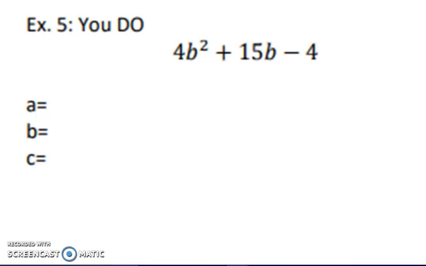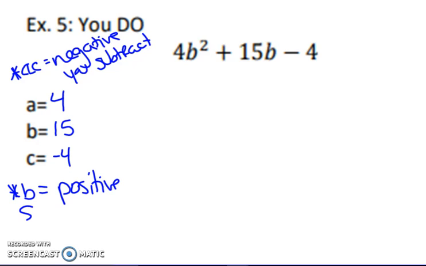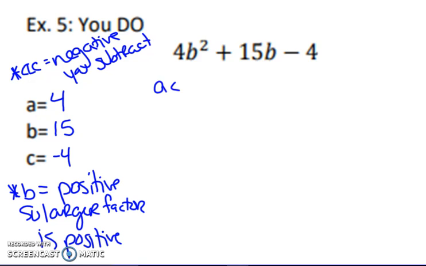If we look at example 5, we can't factor out a GCF, so my a is 4, b is 15, and c is negative 4. Again, a times c is negative, so we need to subtract. But in this case, b is positive, so your larger factor is positive. Well, ac gives me negative 16, so I'm going to say 16 and 1, 8 and 2, and 4 and 4. Well, if I subtract, I get 15, 6, and 0.